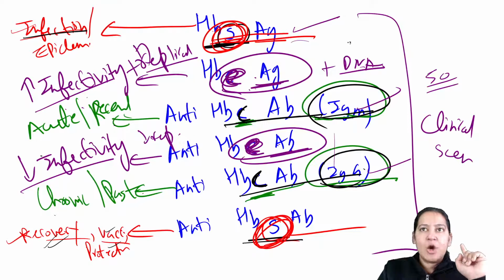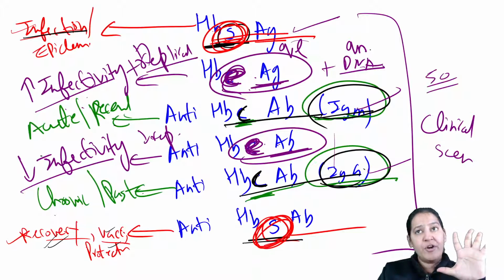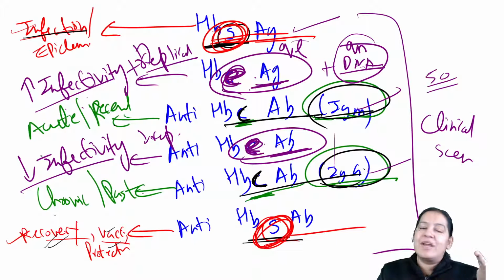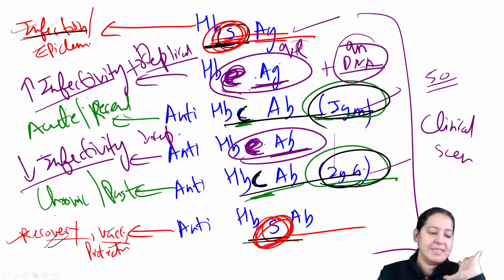But DNA is the quantitative marker for replication, and E antigen and antibody are qualitative markers for replication. But both of them are markers of replication. The best marker for replication is quantitative DNA, but it is very costly, so nobody does it in clinical practice. But the most common qualitative marker for replication is E antigen and antibody.